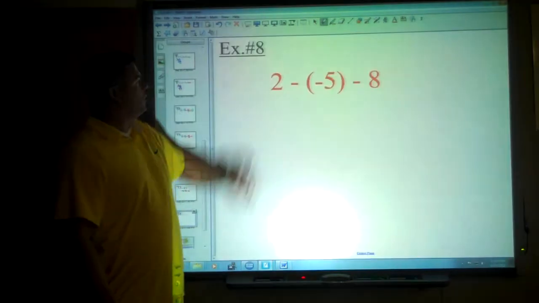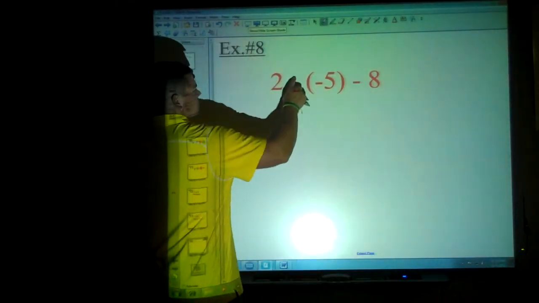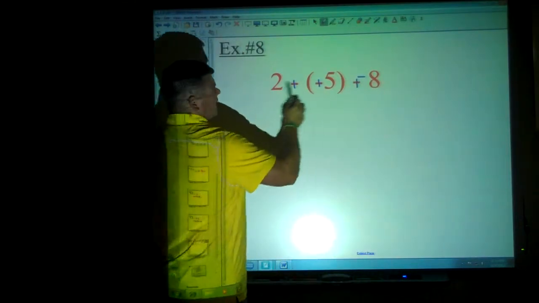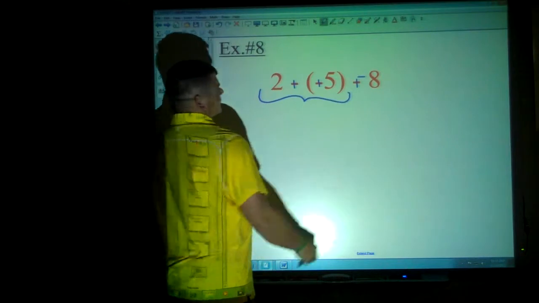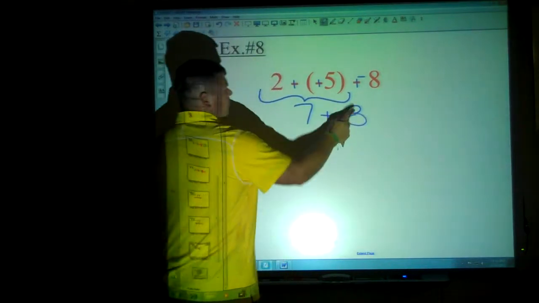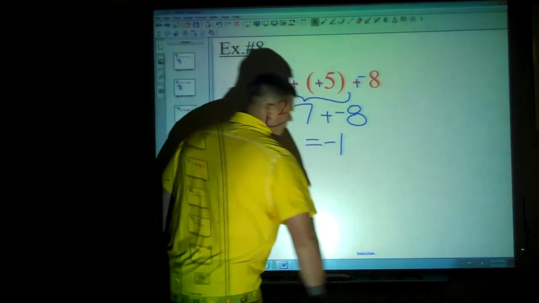And one final example, a lot of problems. Okay, that's all right. More than one number. Same thing. Plus positive, plus negative. Now it's addition. You can add in any order you want. Might as well put the positives together. 2 plus 5 is 7. 7 plus a negative 8. You have one more negative than you do positive. So the answer is negative 1.